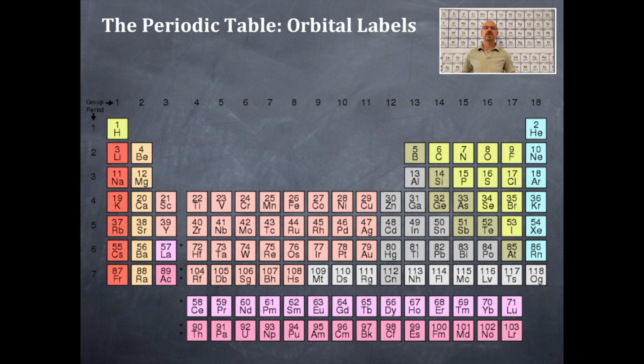So what I want you to do is pull out your own periodic table. Pause the video here until you find your own periodic table. Pull out a pencil, some colored markers or something like that, and then start labeling. So here we go.